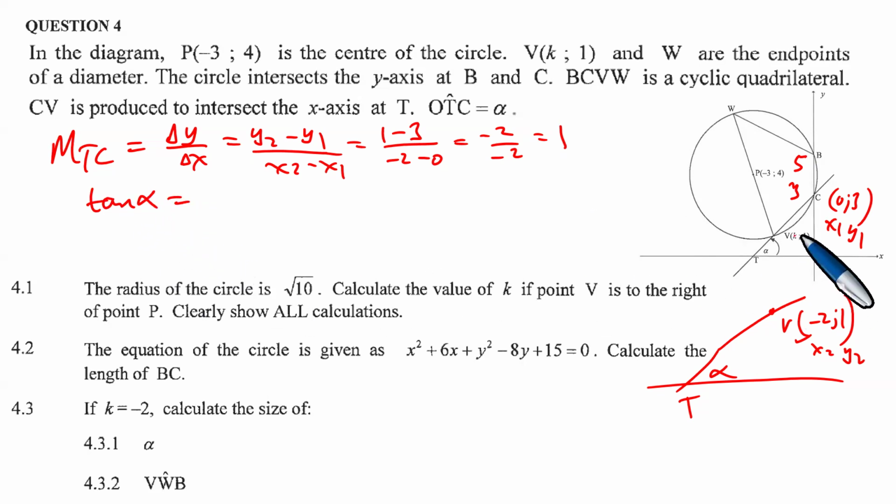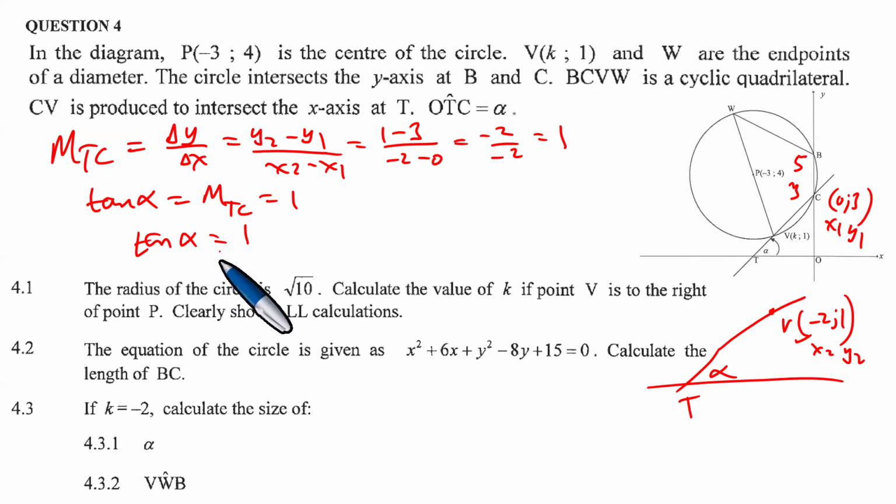So the tangent of the angle alpha is the gradient of TC, which is 1. To find the angles here, we use the tangent. Prepare for the exam because these are the things you're going to meet. So the tangent of alpha is equal to the gradient of TC, and therefore tangent alpha is 1.